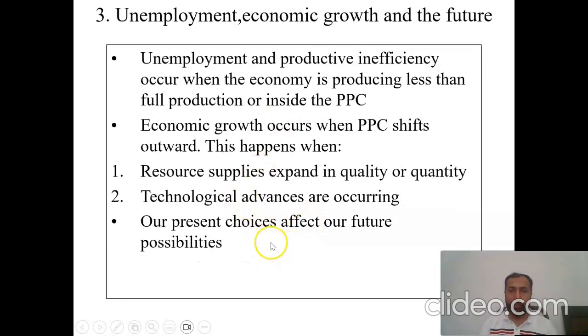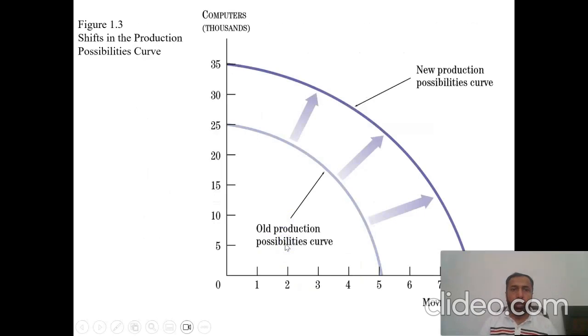This was the slide which I explained with the help of that graph. And now we have seen here that when there is a shift in the production possibility curve because resources have increased, so there will be a new production possibility curve or frontier. Now we can produce 35,000 computers with 800 movies.